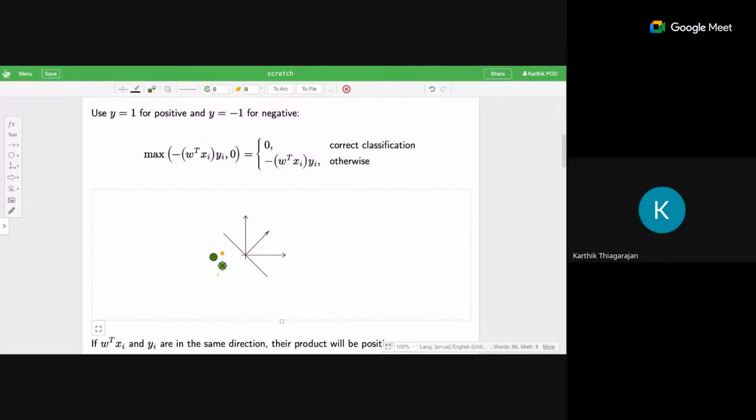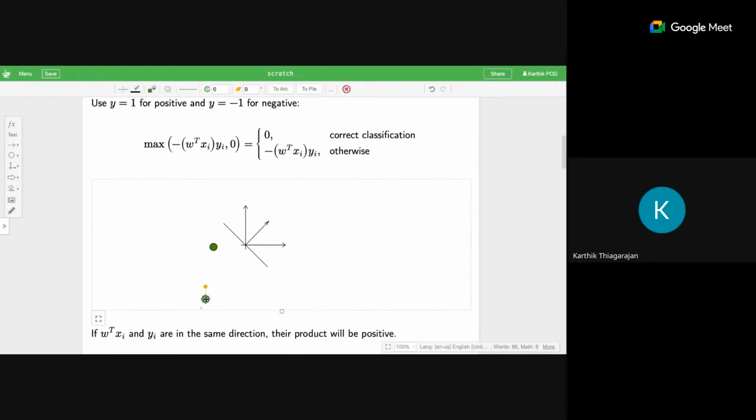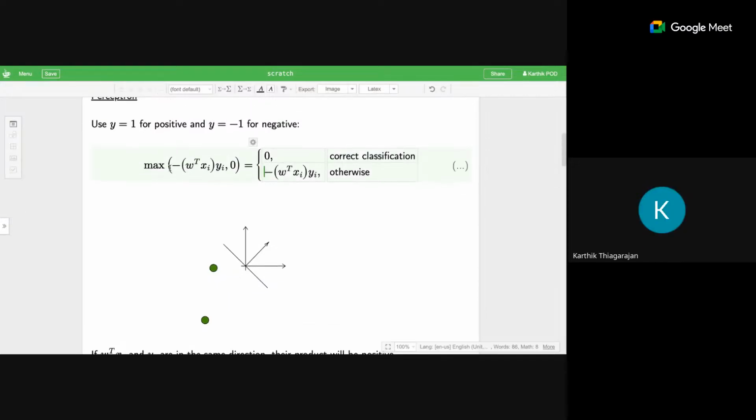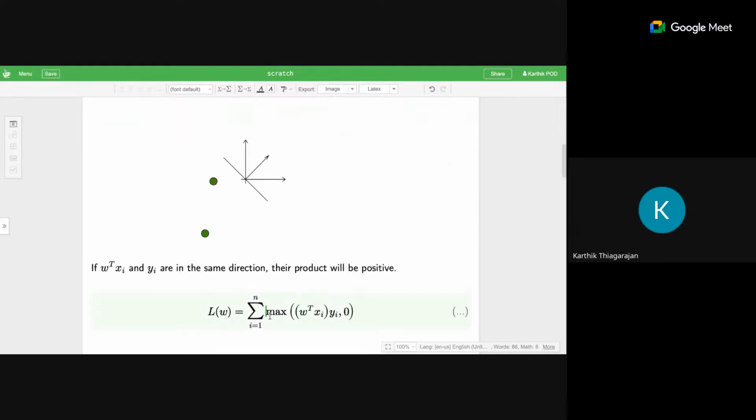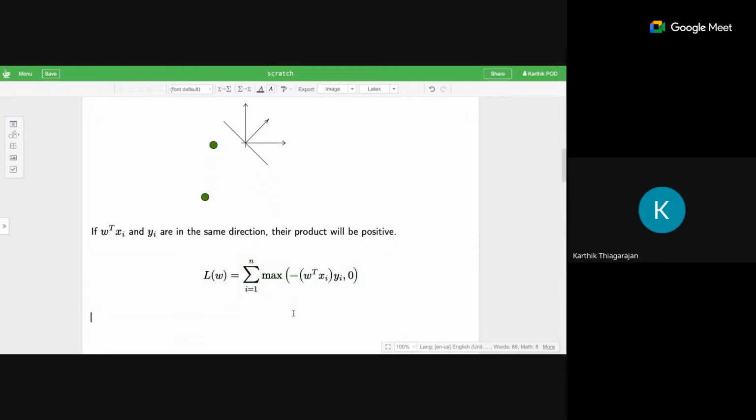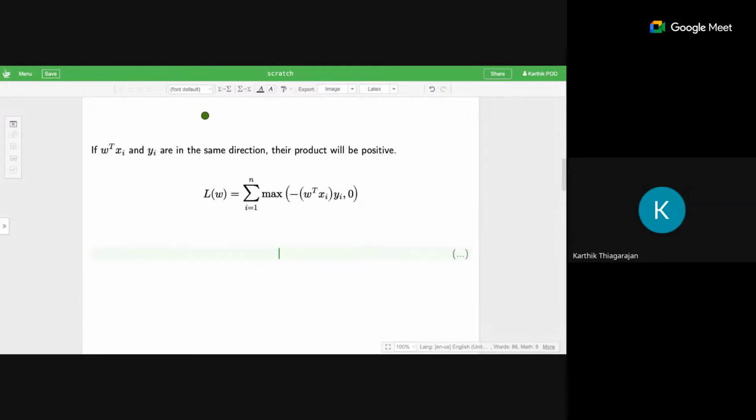Now consider another data point. W transpose xi will be negative for this also, but it will be larger because this is an even more serious mistake. So that's what the error measures. I'm defining error this way for misclassifications. So the moment I define the error this way, I can now run stochastic gradient descent, right?